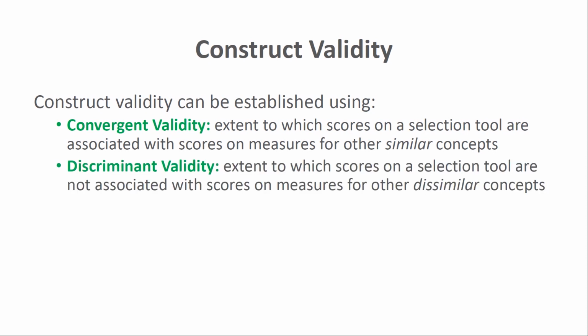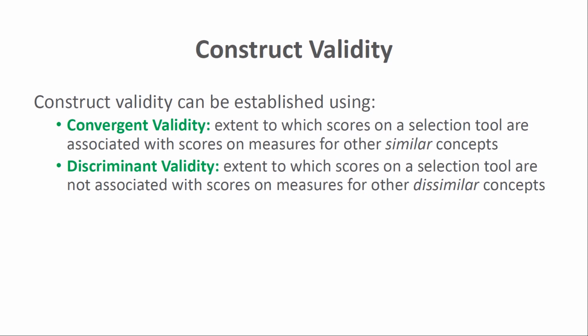Now, discriminant validity refers to the extent to which scores on a selection tool are not associated with scores on measures for other dissimilar concepts. With that same work sample meant to measure actual tasks someone would be performing on the job, we would expect that it shouldn't correlate highly with something completely unrelated to how someone would perform on that task. Say it's research and development type work. We wouldn't necessarily expect that extroversion would be strongly correlated with scores on that work sample, and so we would expect to see discriminant validity in that sense.